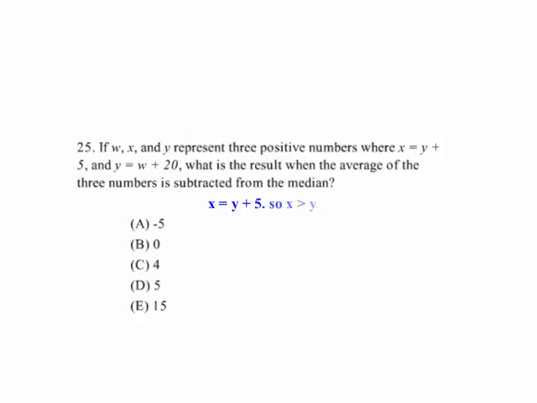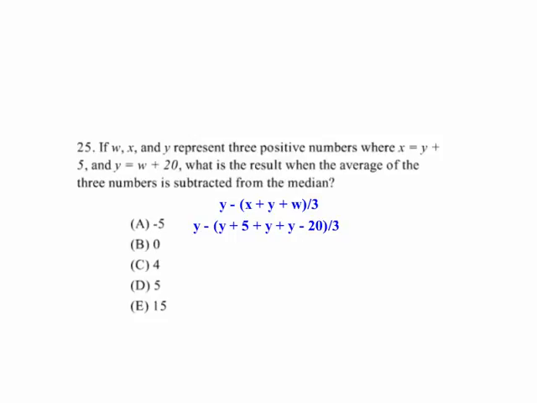Well, if x equals y plus 5, x is greater than y. And if y equals w plus 20, y is greater than w. So x is greater than y, and y is greater than w. That means y is our median. And we want to subtract the average from the median. So we're going to have y minus (x plus y plus w) over 3. We want everything in terms of y, so we're going to have to substitute a value in terms of y for x and for w.